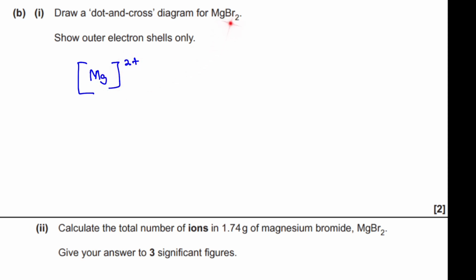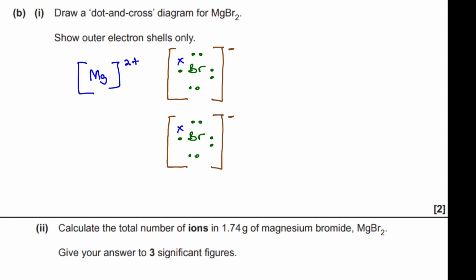to the bromine, and the bromine is in group 7. Now the 1 electron is transferred to 1 bromine, and the second electron is transferred to another bromine, and this will be the dot and cross diagram.